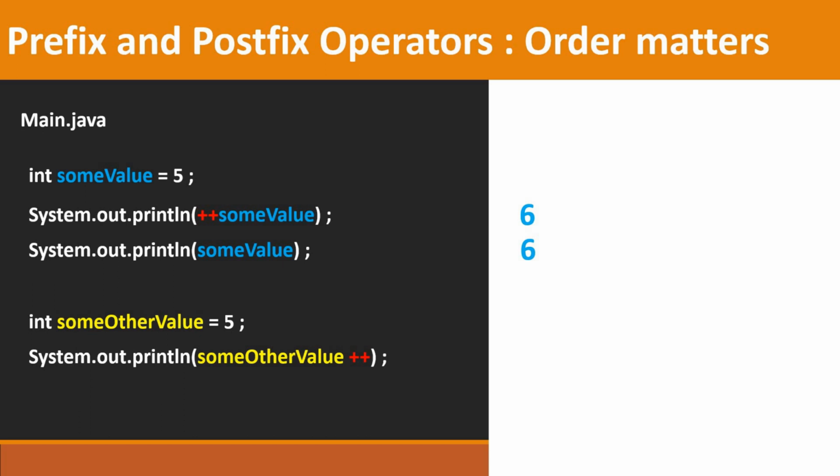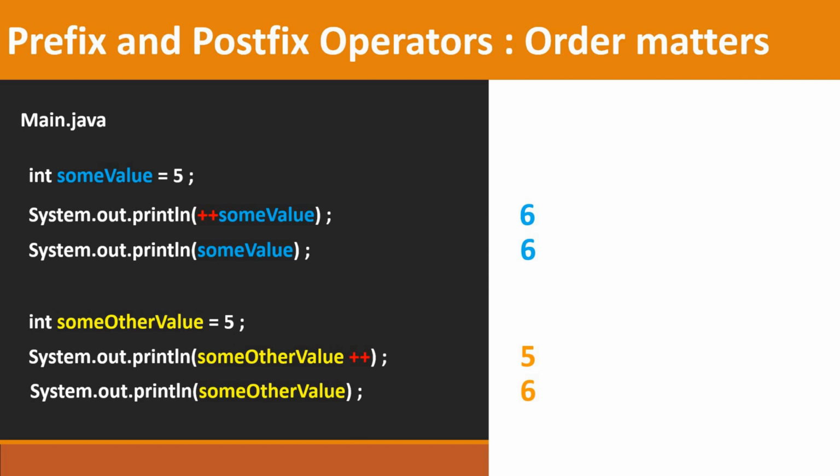Well, in this case, we first return back the variable's starting value and then apply the operation. So the result of this print statement is simply going to be 5. But some other value is still incremented. So if I print it out now, I'll get back that result of 6.